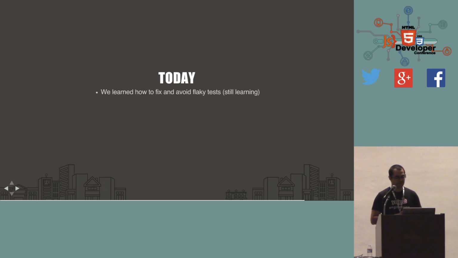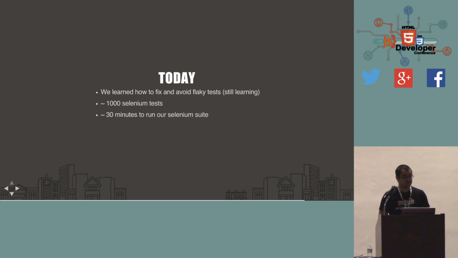So today, we learned how to fix and avoid the flaky tests. We're definitely still learning about how to do it. It's not easy, but you can do it incrementally. We now have about 1,000 Selenium tests, and that number is growing really quick. Once you start to educate your engineers about how to do this and you make it so it's not so painful to get a test into production, it suddenly explodes into a lot of tests. It takes about 30 minutes to run our entire Selenium suite. We parallelize all of the test execution, so it's generally pretty quick.